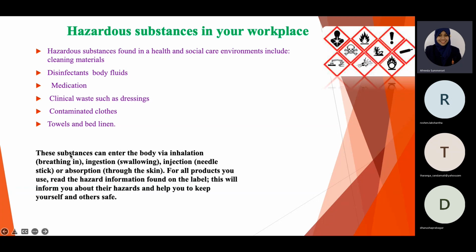These substances can enter the body via inhalation, by breathing, by swallowing, by needle stick, or by absorption through the skin. So for all products you use, you need to read the hazard information on the label. This will inform you about their hazards and help you keep yourself and others safe. That's why, especially when we were working in labs, they trained you to read the labels on chemical bottles. You need to know, is it toxic? Toxic and carcinogenic are two different things. Carcinogenic means you can definitely get cancer. Toxic means, for example, sometimes people find it hard to breathe.